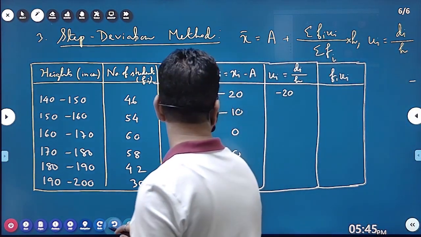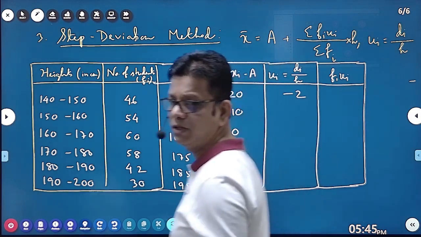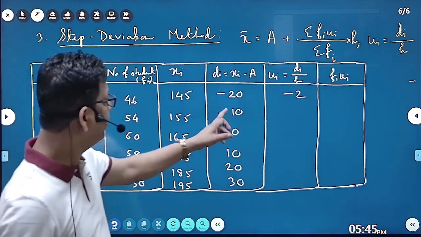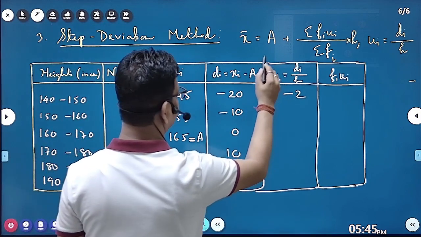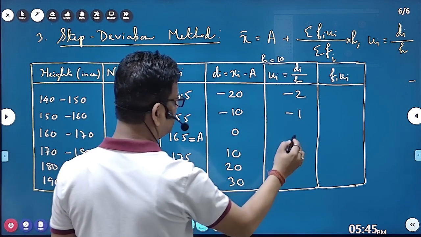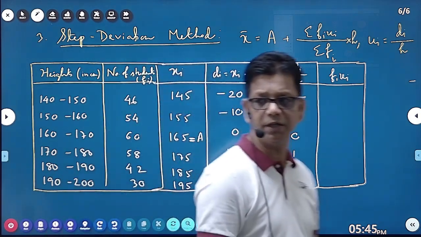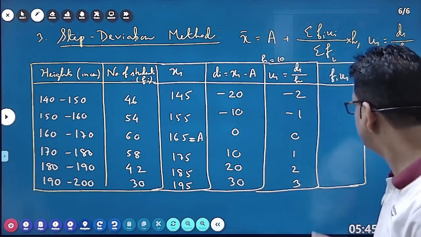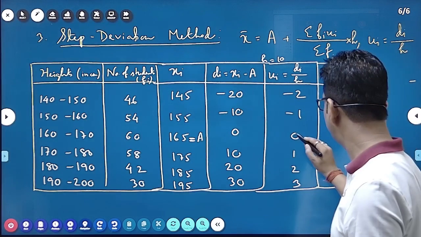How much? Minus 2. Is it clear? So di by h. This is minus 10. H is also 10. So remember, h is 10. Because of the class size, this will be minus 1, this will be 0, 1, 2, 3. Actually, the reason for using this method is that the numbers become smaller and smaller. That is why we use this method.